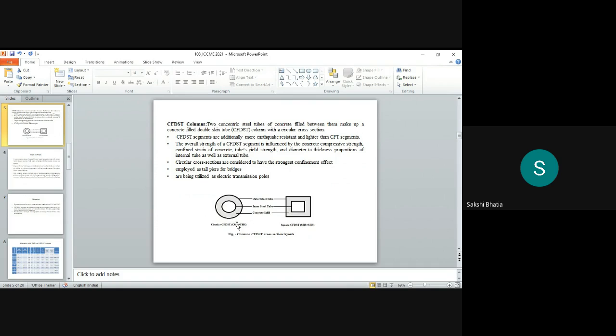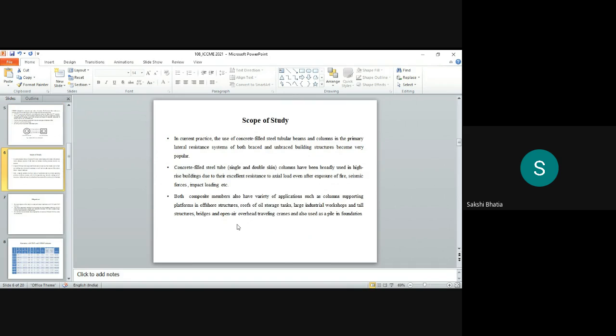The following figure shows the most common layouts of the CFDST columns. The outer black part is showing the outer steel tube, and the inner black part is showing the inner steel tube, with the gray part representing the concrete infill. We can also say that the CFDST is a modified CFST with a sandwiched concrete.